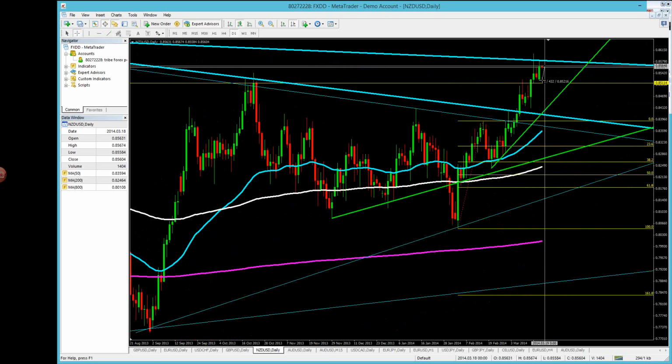Just about 85.21 or 85.11. Okay. So not a ton of room there, but that is what we have. We've got a potential sell on the New Zealand dollar.